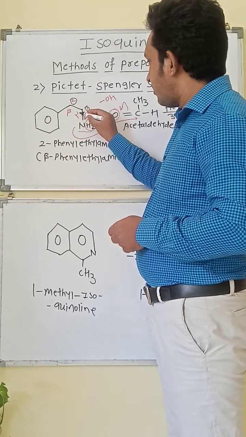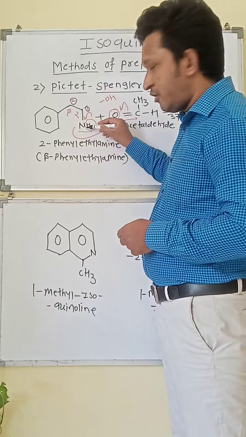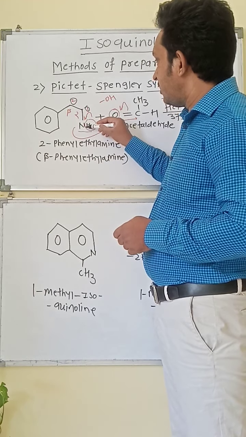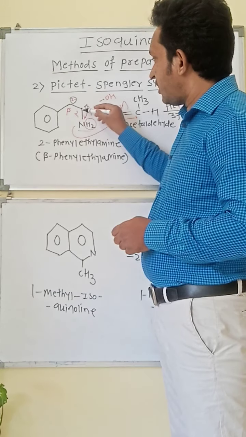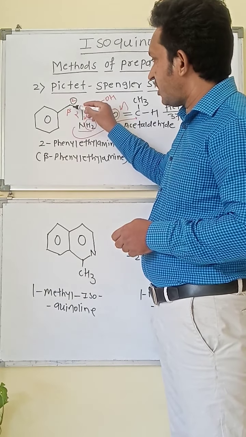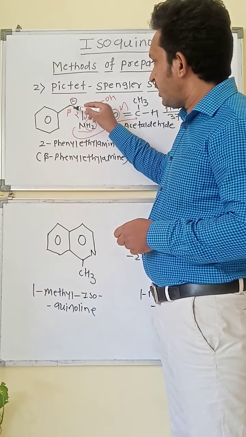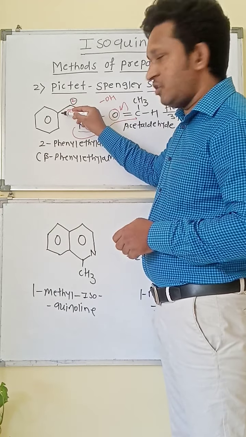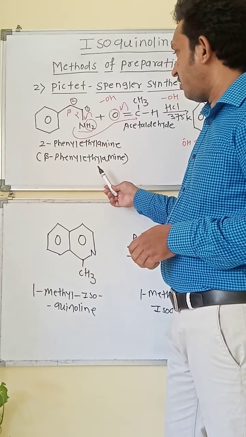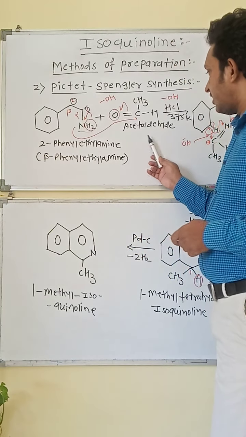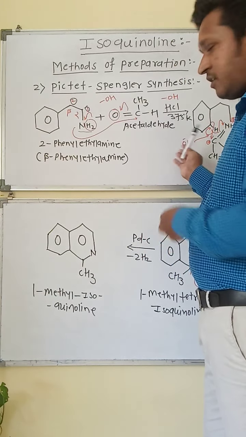2-phenylethylamine is also called beta phenylethylamine. This carbon is the alpha carbon because it is attached to the nitrogen, and the adjacent carbon is called the beta carbon. The beta carbon has the phenyl group attached, so it is called beta phenylethylamine. When it reacts with acetaldehyde, it gets condensed.